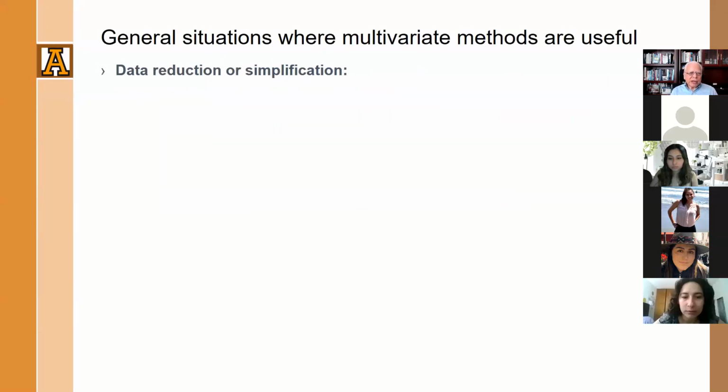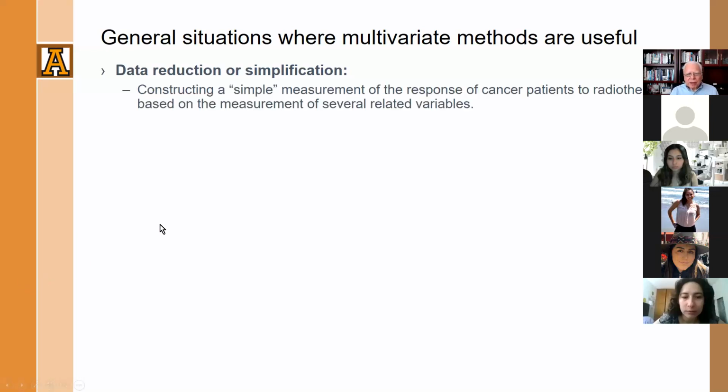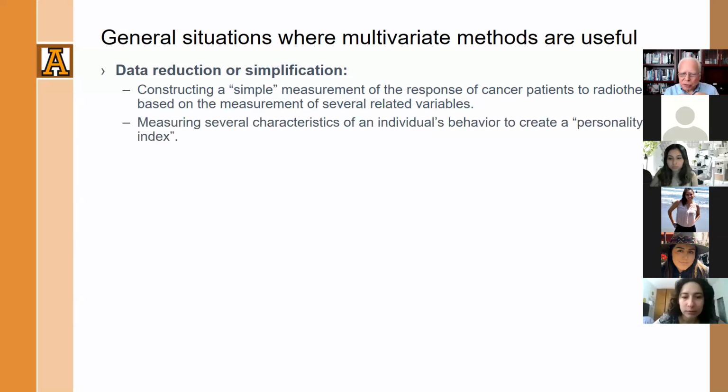So now let's talk about some general situations where multivariate methods are useful. One is in data reduction or simplification. What we pursue here is to construct a simple measurement of the response of cancer patients to radiotherapy based on measurements of several related variables. That's an example in medicine, okay? Another example would be measuring several characteristics of an individual's behavior to create a personality index. So we have many characteristics, and we summarize all those characteristics into one number, the personality index. That's dimension reduction, okay?